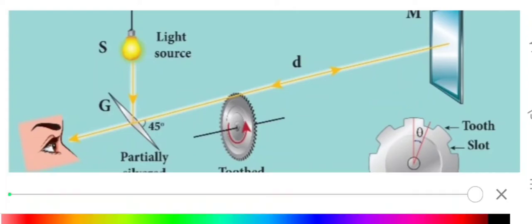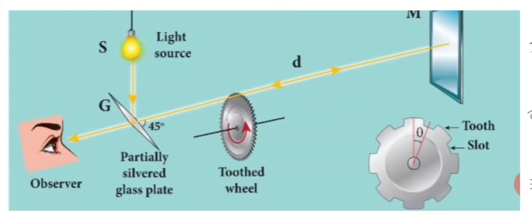For that, let us discuss the apparatus which he was using to find out the speed of light. So this was the apparatus used by Fizeau to determine the speed of light. You can see the light from the source, when the light from the source is allowed to pass on a partially silvered glass plate.